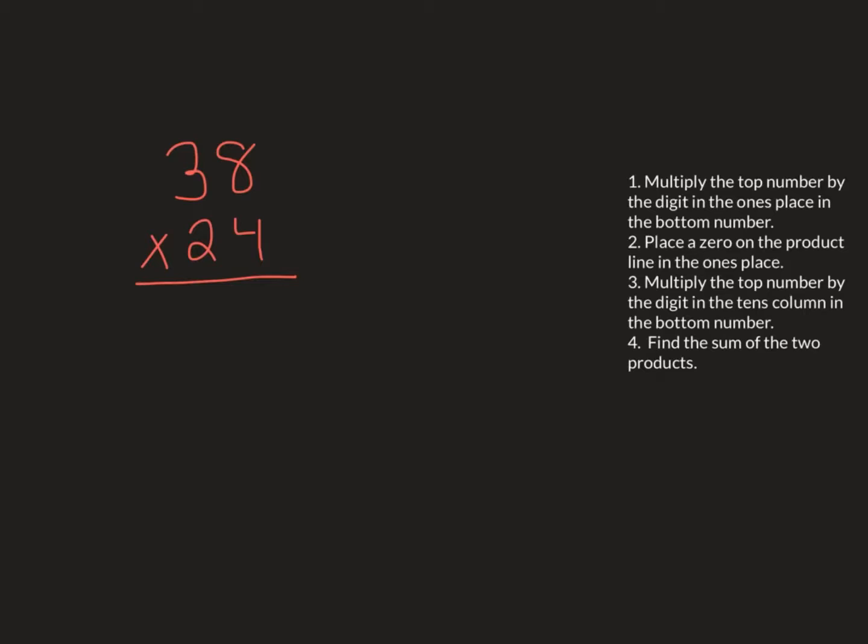So, 38 is close to 40 and 24 is close to 20. So I say my basic fact, 4 times 2 is 8. There are 2 zeros. So my estimate is going to be 800. Now I'm ready to multiply.